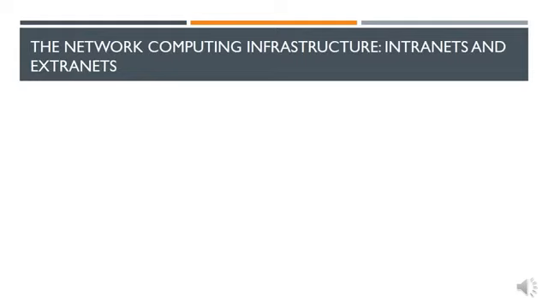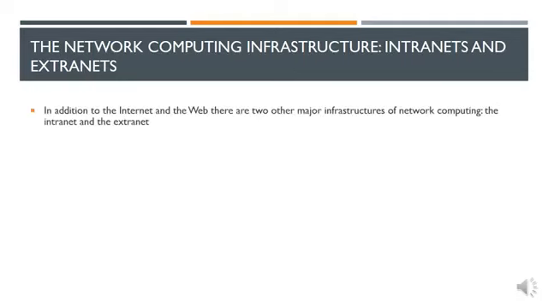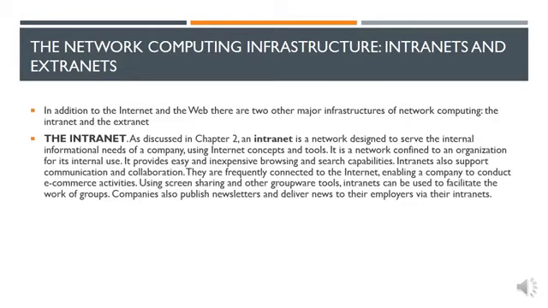The network computing infrastructure, intranets and extranets. In addition to the internet and the web, there are two other major infrastructures of network computing: the intranet and the extranet. The intranet. As discussed in Chapter 2, an intranet is a network designed to serve the internal informational needs of a company using internet concepts and tools.